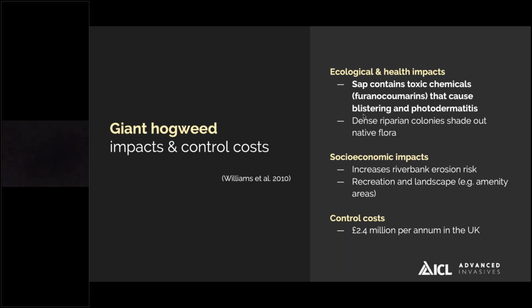In terms of the direct impacts on the ecology, the dense leaf production and large height of the plant shades out native species, and it can have indirect impacts in terms of native vertebrates that are preying on locally abundant invertebrate prey. In terms of the socio-economic impacts, they are quite similar to balsam in that it increases riverbank erosion risk, and it also has an impact on recreation and landscape. Again, the control costs are likely to be an underestimate at around £2.4 million per annum.